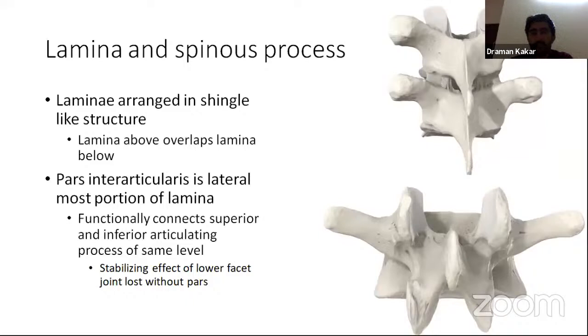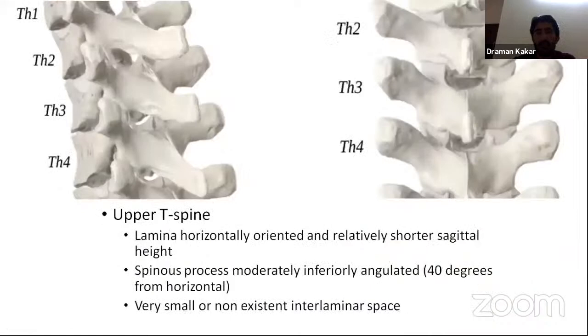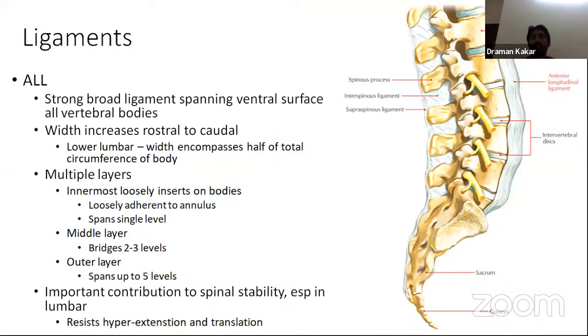So the lamina is arranged in a shingle-like structure. The lamina of the level above overlaps with the lamina of the level below, so mostly it covers the interlaminar space in between the two. I'm skipping these. So I would discuss the ligaments.